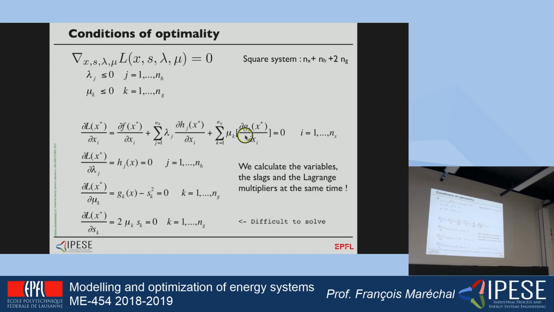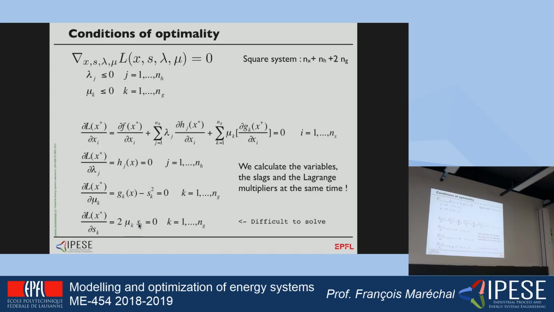But what is more important is that when I'm writing the derivative with respect to lambda, I'm obtaining here my set of equality equations. Okay? When I'm writing the derivative with respect to mu, I'm obtaining here the representation of the slack equation for the inequality constraints. Okay? And something which is also very important, I have the derivative with respect to the slack, and as it is a square, it is the mu multiplied by the s.